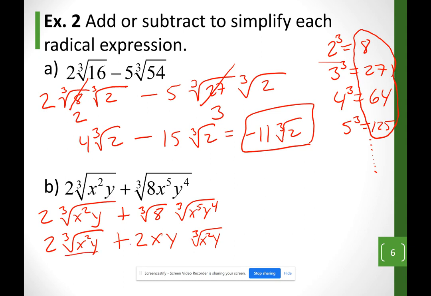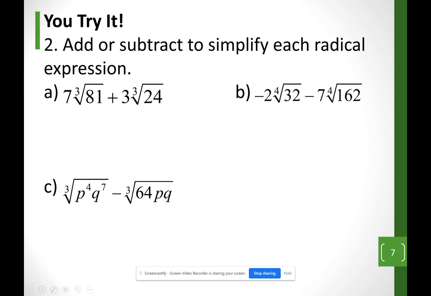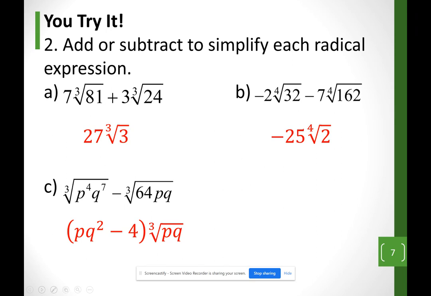Now I notice that they have the same radical. So I'm going to simplify this as, let me put inside parentheses, 2 plus 2xy. Notice I just added the numbers on the outside, but I cannot combine them since they're not like terms. So I'm just going to put it inside parentheses, and then afterwards the cube root of x squared y. Now this is for you guys to try at home. And those are the answers.